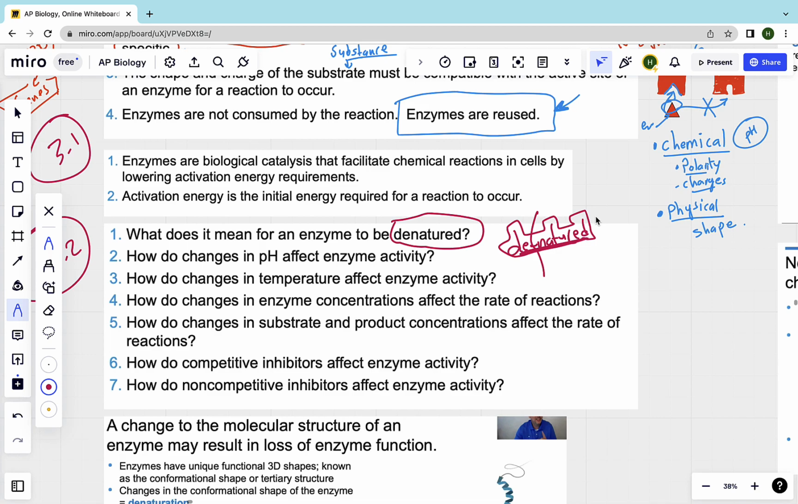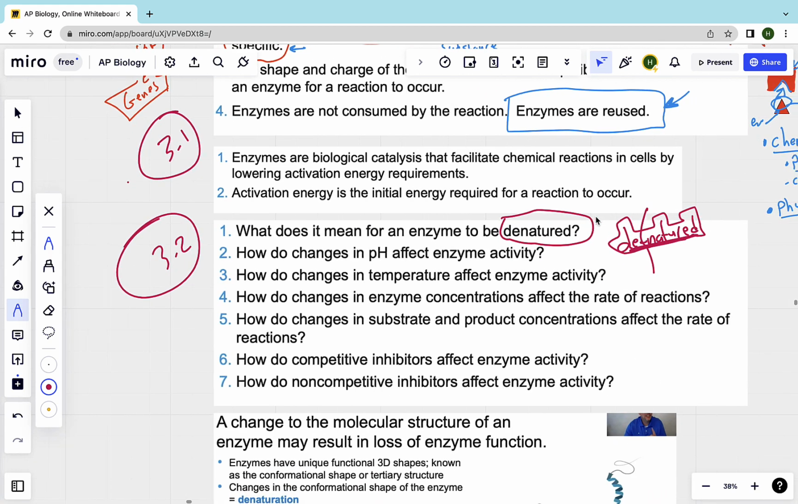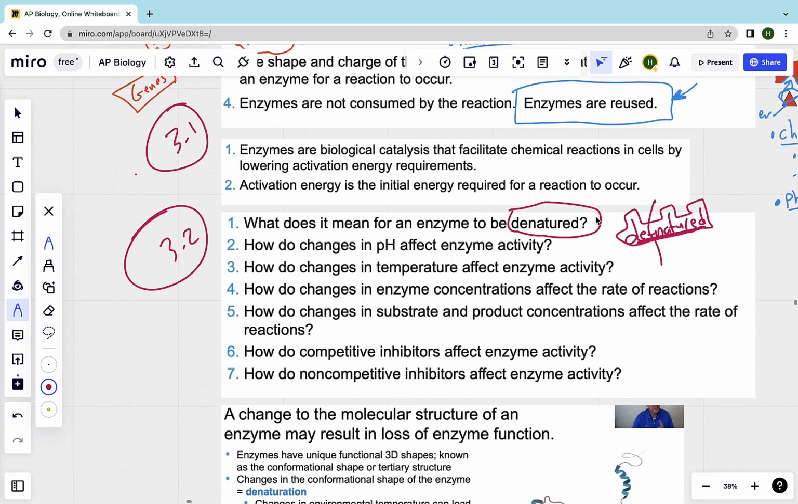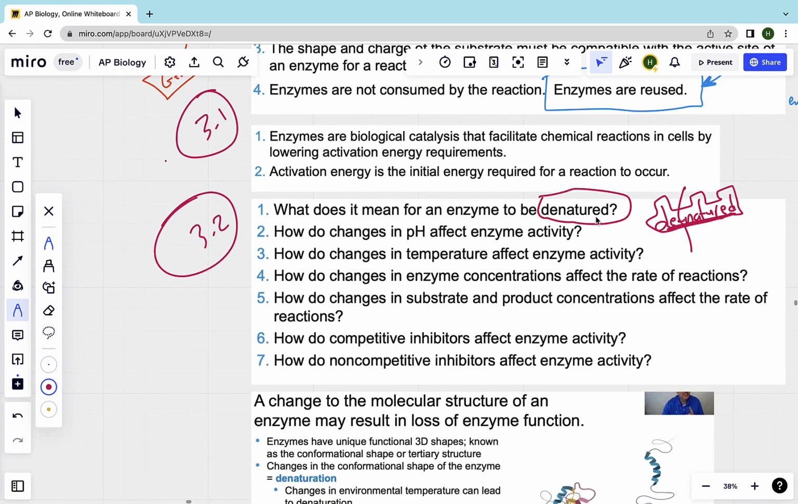So denature means the nature of the enzyme can change. Yes, change, exactly. So, pay attention.